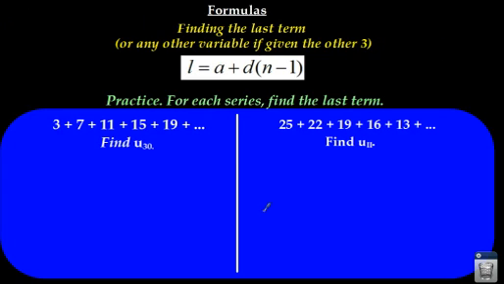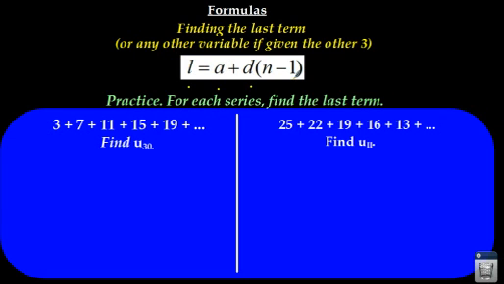Okay, so let's talk about formulas. So basically, when we have a series, we can find any term that we want. One of the formulas we're going to use involves finding the last term. So our formula basically says L equals A plus D times quantity n minus 1. What this means is the last term, that's L, is equal to the starting value, so whatever u sub 1 equals, plus D, which is the common difference, times n, where n is the number of terms, minus 1.